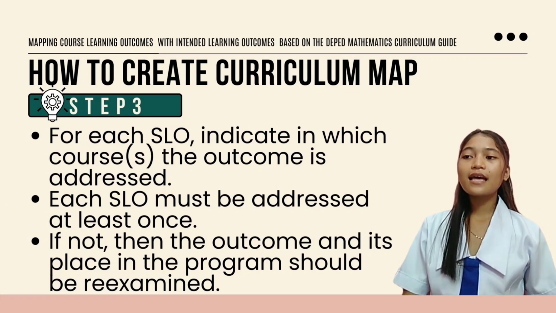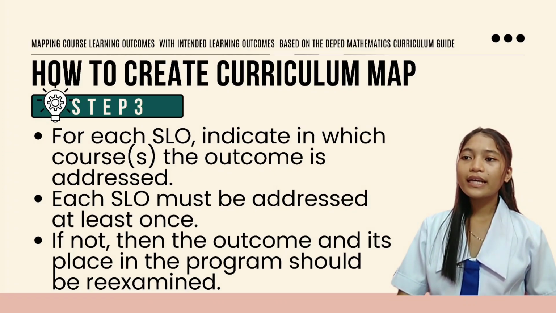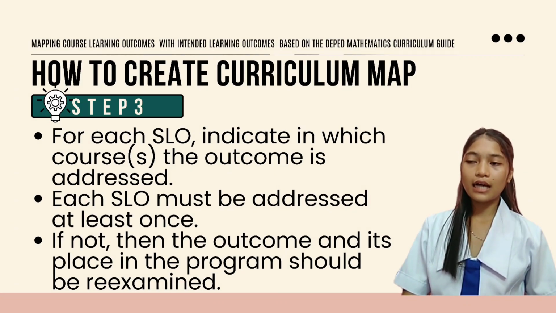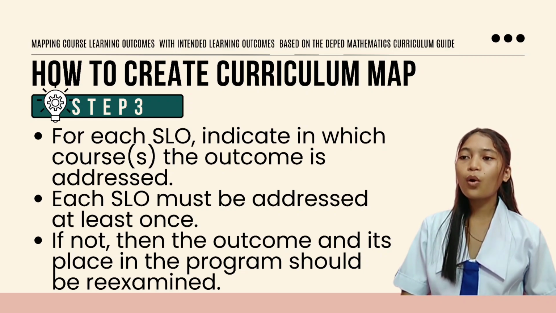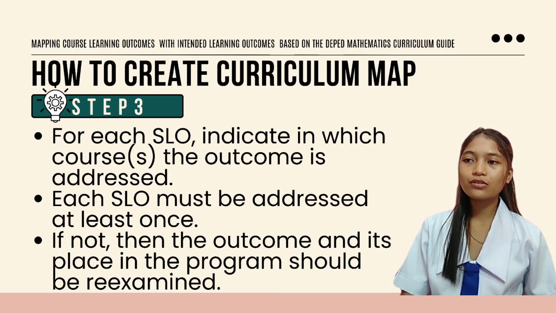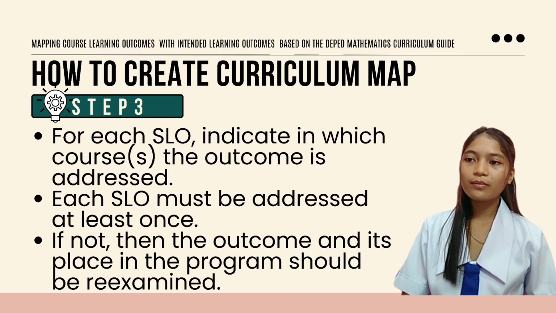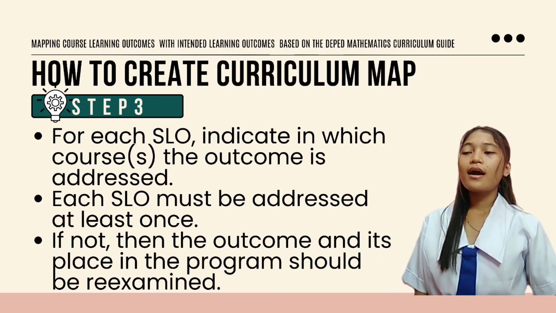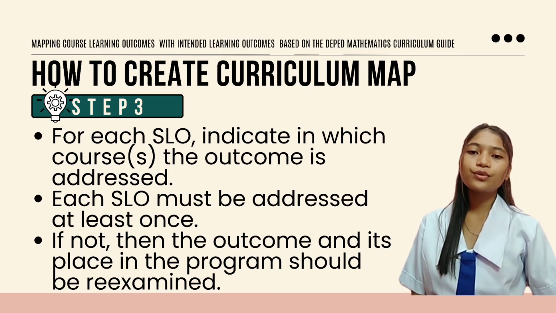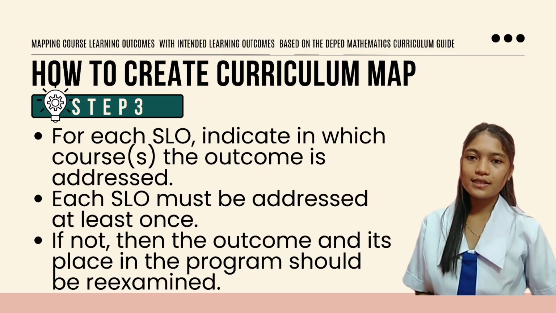So next, step number 3. For each SLO, or student learning outcome, indicate in which course or courses the outcome is addressed. Each SLO must be addressed at least once. If not, then the outcome and its place in the program should be re-examined. So every student learning outcome must be met or must be addressed.